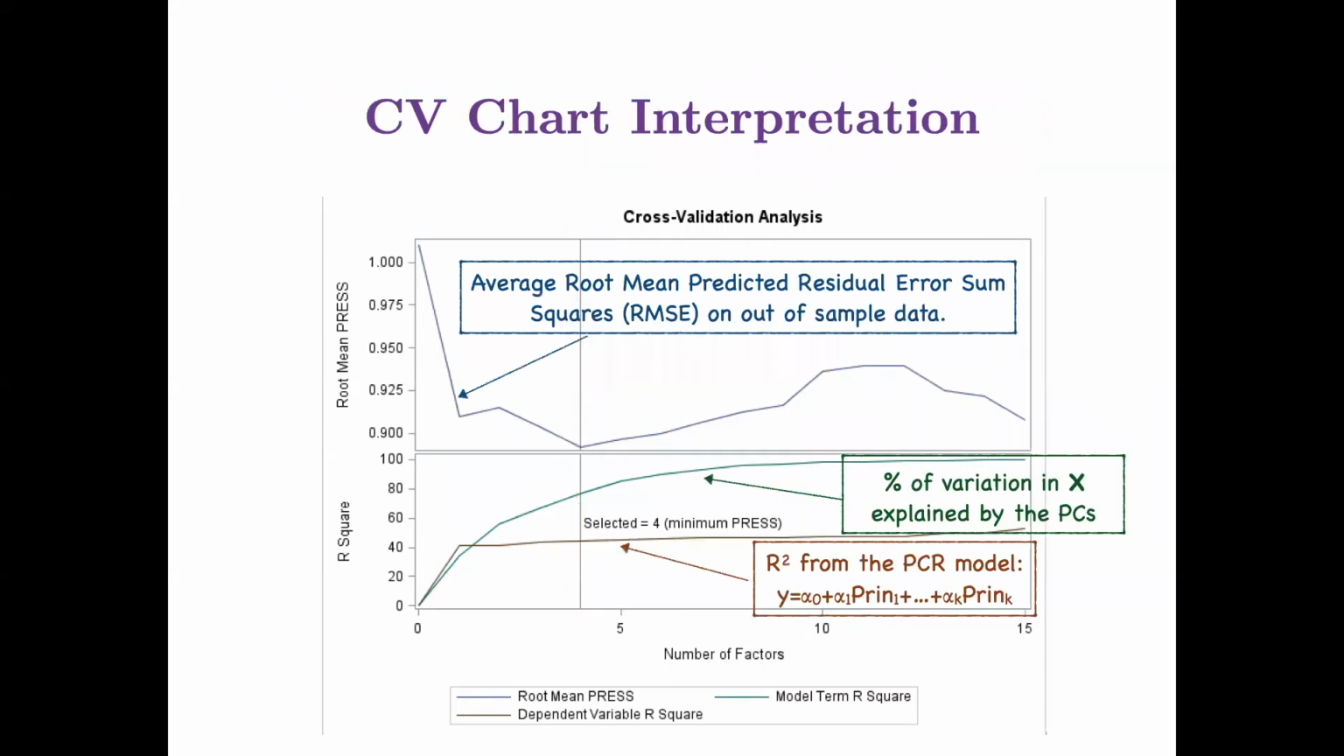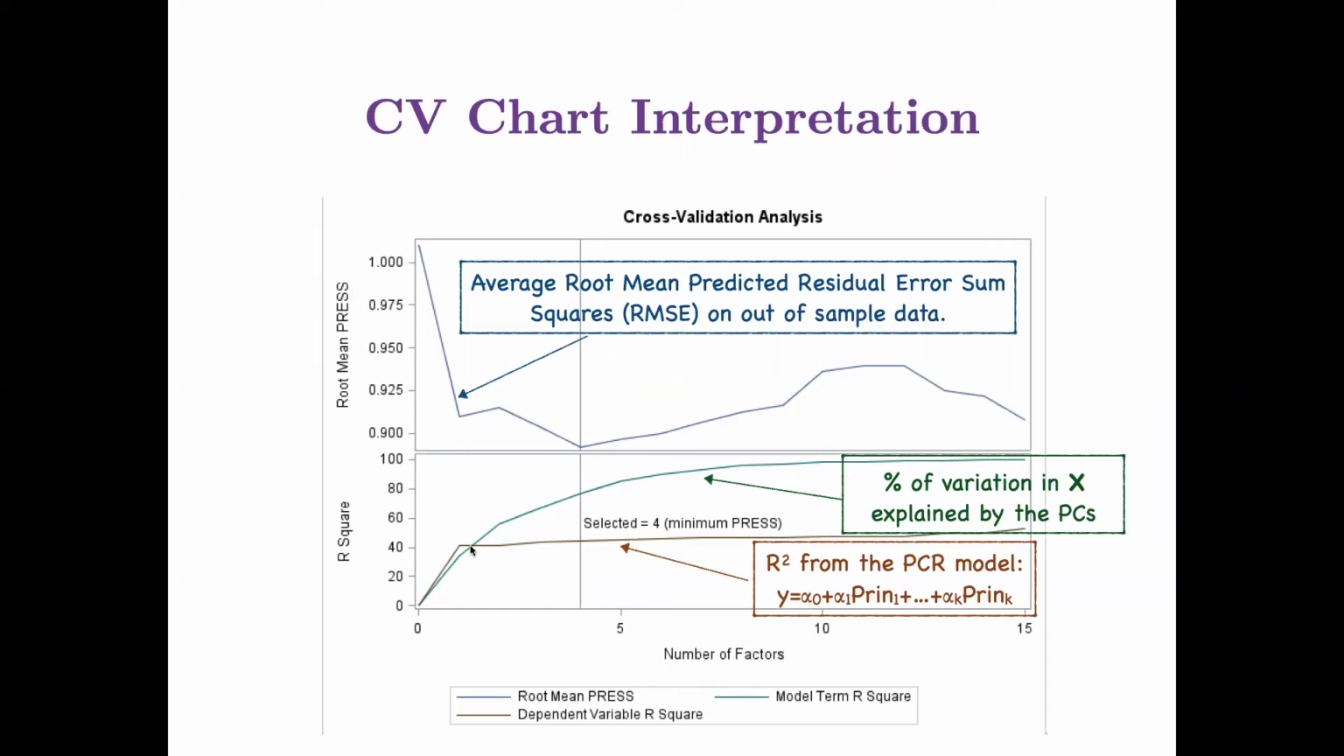That top line is showing us the average root mean predicted residual error sums of squares. So SAS is the only place I've ever seen this acronym PRESS for predicted residual error sums of squares. It's just RMSE on that out of sample data, so the average across the folds.